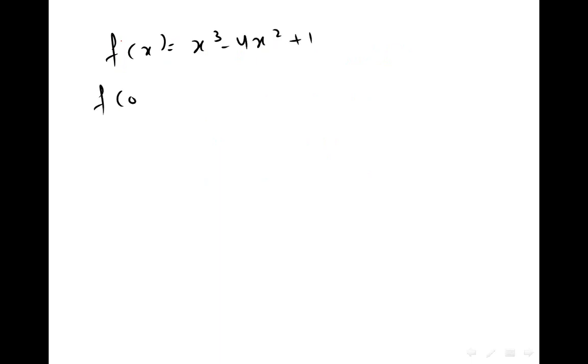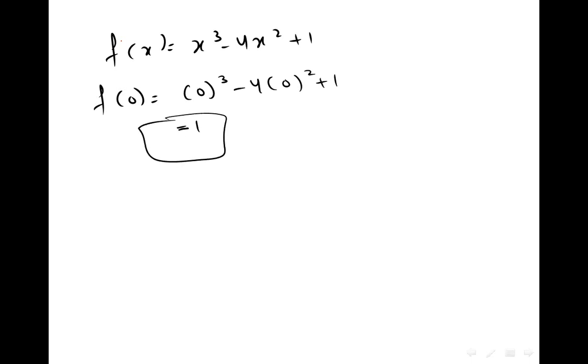Let me start with f of 0. It's just trying f of 0. That means you're going to replace each x here with 0. Here I'll make 0 cubed minus 4 times 0 squared plus 1. This will give you 0 minus 0 plus 1, which is 1. So f of 0 equal to 1.